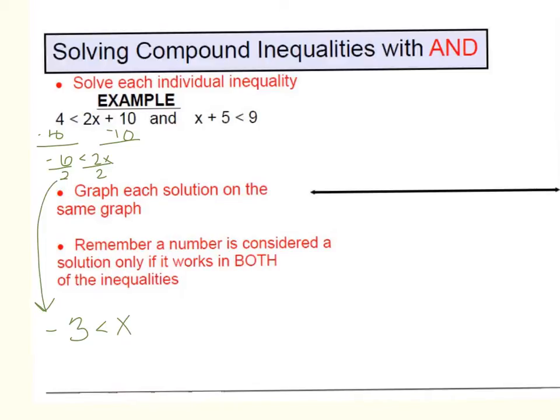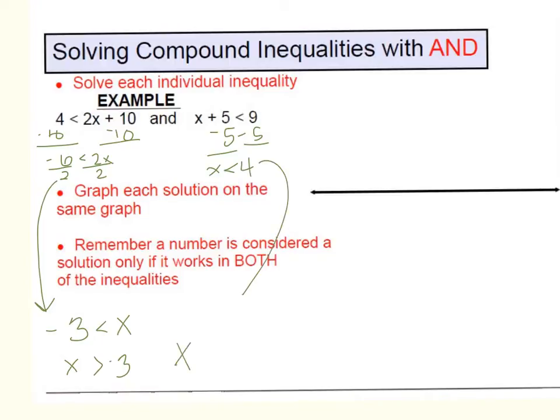And if you prefer to have the x be first, let's go ahead and flip that to x is greater than negative 3. Now, let's go solve the second inequality, the second half of this. Let's take away 5 on both sides so that we're now left with x is less than 4.